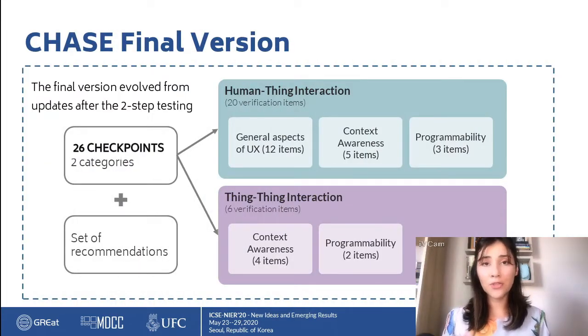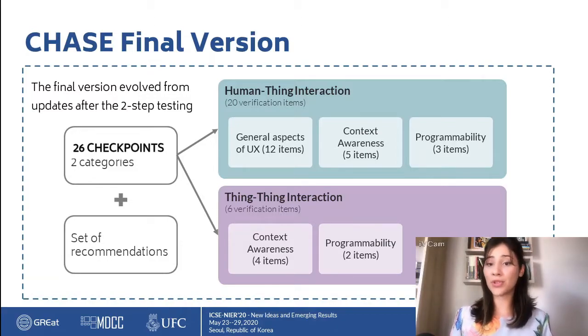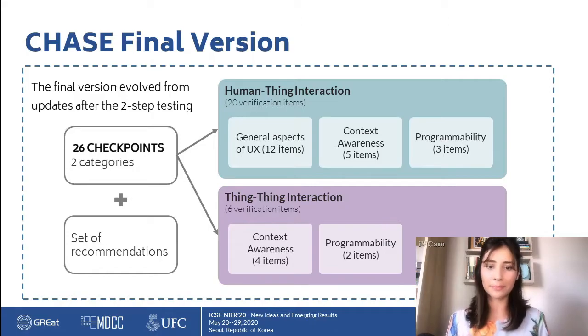The final version of CHASE has 26 checkpoints divided into two categories: human-thing interaction and thing-thing interaction. Human-thing interaction contains items to evaluate the interaction that occurs between smart objects and the user, and thing-thing interaction contains items to evaluate the intercommunication between smart objects in order to provide the user with a service.